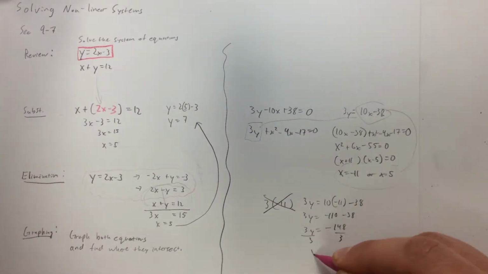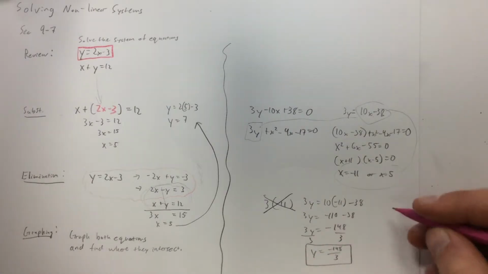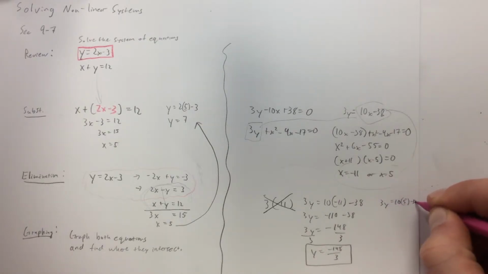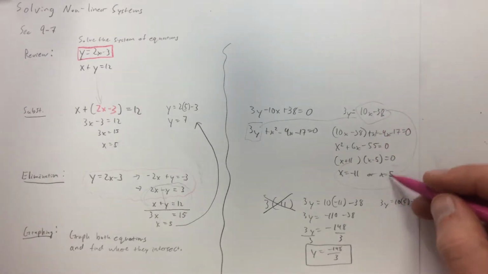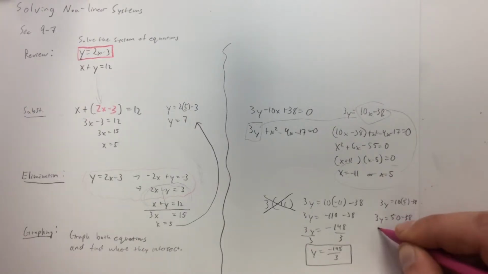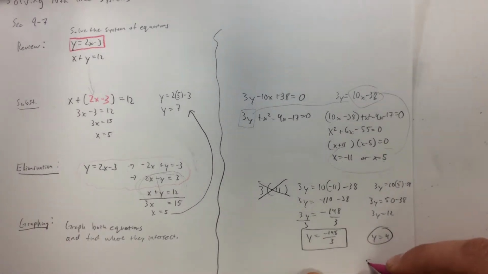divided by 3. That's one of my answers. And then the other one, let's plug 5 into that equation. 15 minus 38 is going to give me 12, so y is going to equal 4. So my answers to this problem are going to be 5, 4, and negative 11, negative 148 over 3.